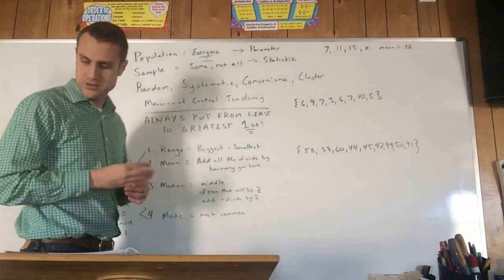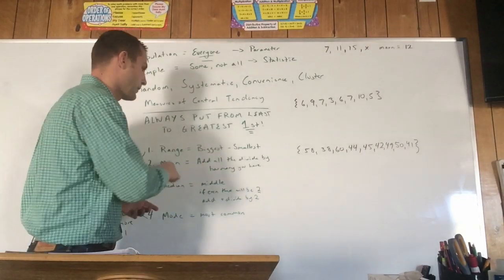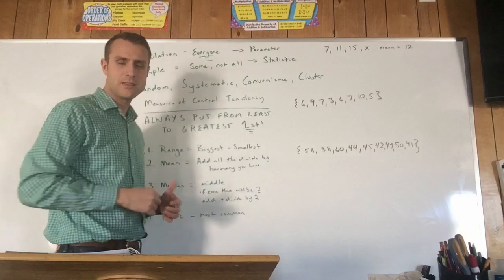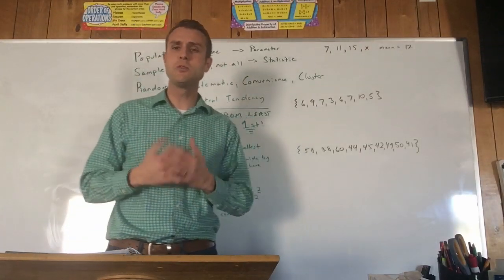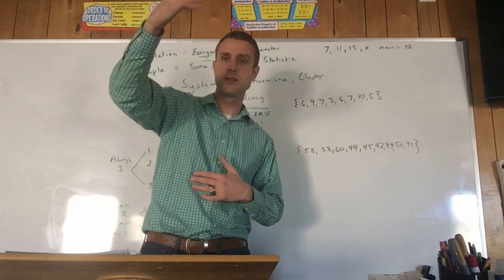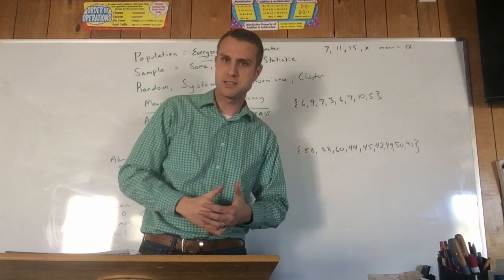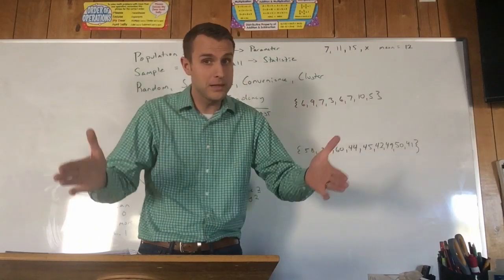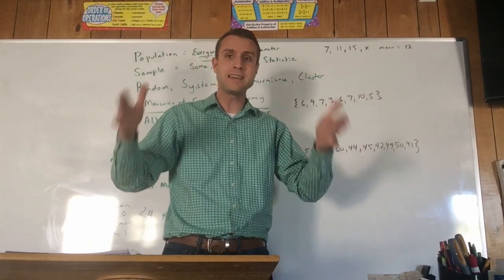Now, there are 4 measures of central tendency. The first is what we call the range. The range is very simple. All you do with the range is take your biggest number and then subtract your smallest number. Again, if you put them in order from least to greatest, that should be very easy.